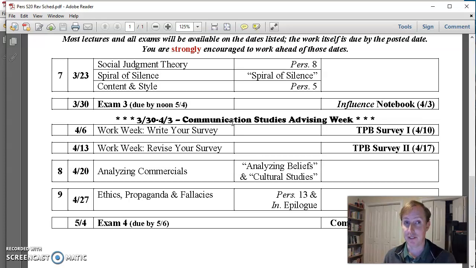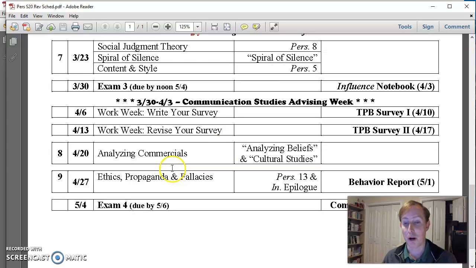The following week is an extension of the original plan. The week of 4/6 is when TPB Survey 1 is due, and a week later is when your revised version of the survey is due. My plan is to mark those up and return them to you over the weekend, and hopefully you can get it done during the week. I just need you to have them done in time to be able to actually do some data collection. Anyway, TPB Survey 2 is on 4/17. That's everything being pushed back. I forget the actual dates, but I think a couple of weeks.